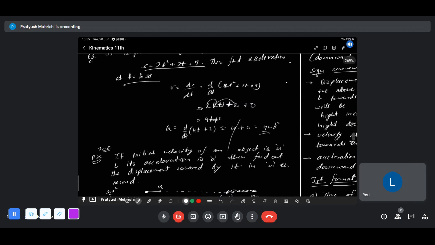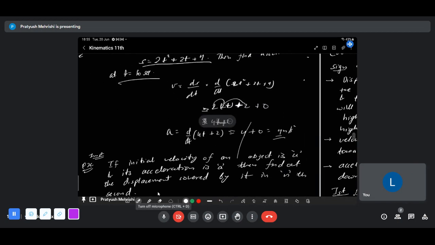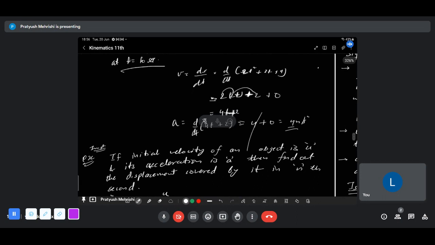Fine. Now the next question is, if the initial velocity of an object is u and its acceleration is a, then find out the displacement covered by it in the nth second. See, this is a very good question, and whatever answer you get here will be our fourth equation of motion. So I want you to try it out, and we will see it tomorrow.